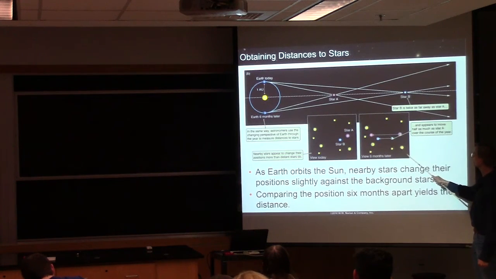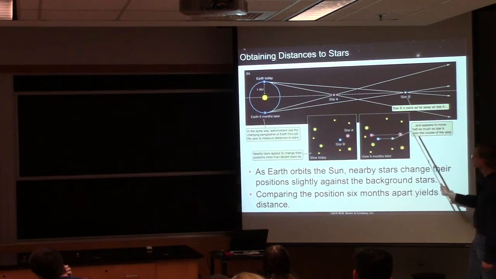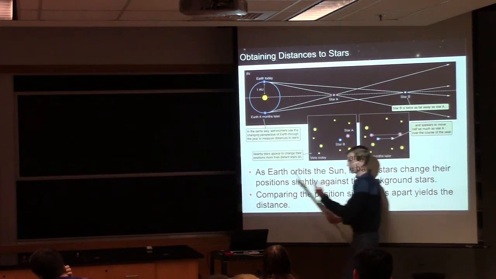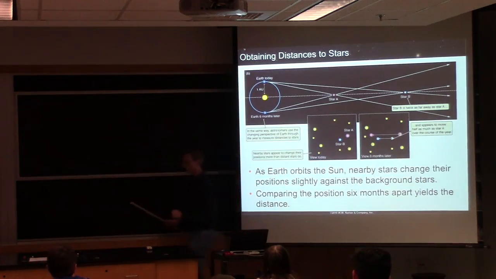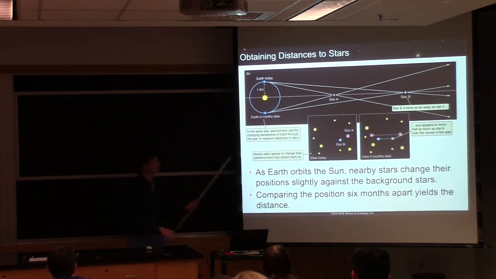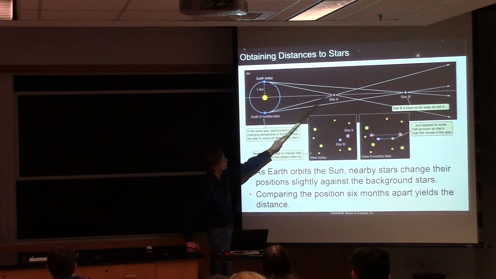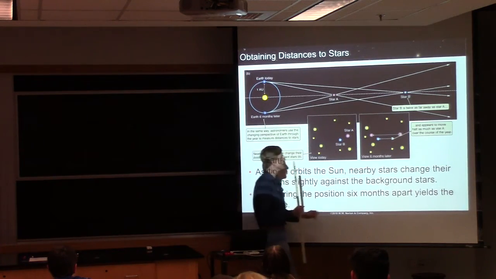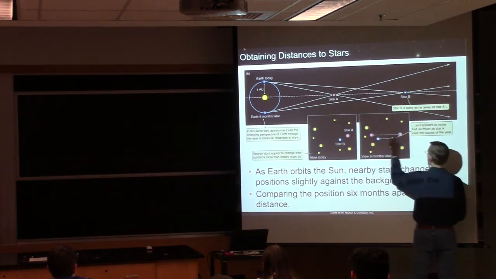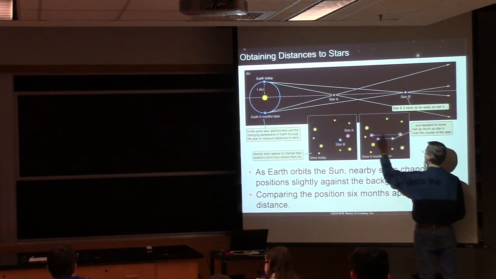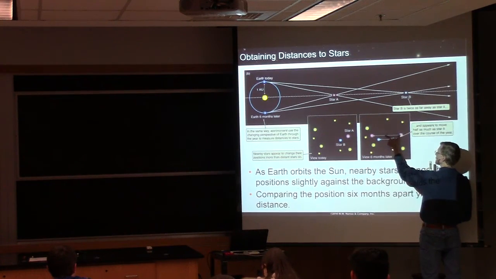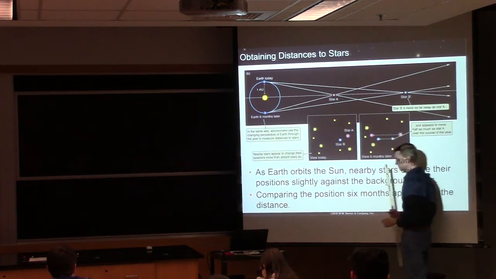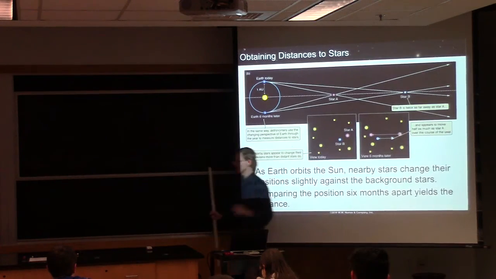Star A and star B appear to shift back and forth in front of the background stars. The closer the star, the more it shifts back and forth. Half the shift angle, the angle by which it shifts back and forth, is called the parallax. So if I turn this measurement into an angle on the sky, half of it is the parallax angle for the star. They're never as big as this.